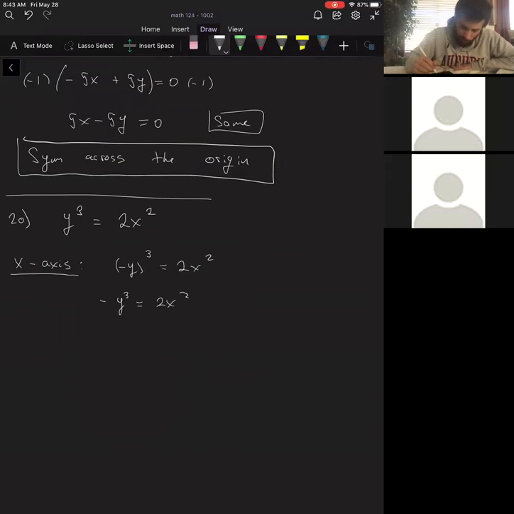But this is not the same function. Before we had y cubed equals 2x squared. Now we have minus y cubed equals 2x squared. So not the same. So this is not symmetric across the x-axis.